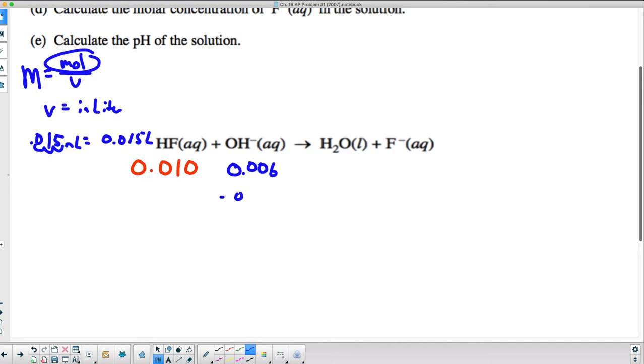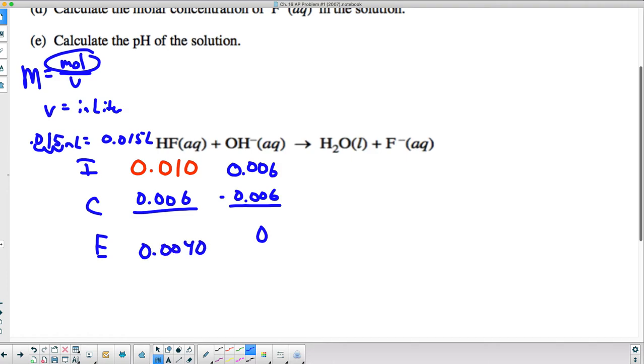So I subtract 0.006 from this side and 0.006 from this side, and what I get then, of course, is 0. So this is my initial moles, this is my change in moles, and this is what I get after the moles react, or equilibrium. So the number of moles I have of HF is 0.0040. That's the number of moles of HF.